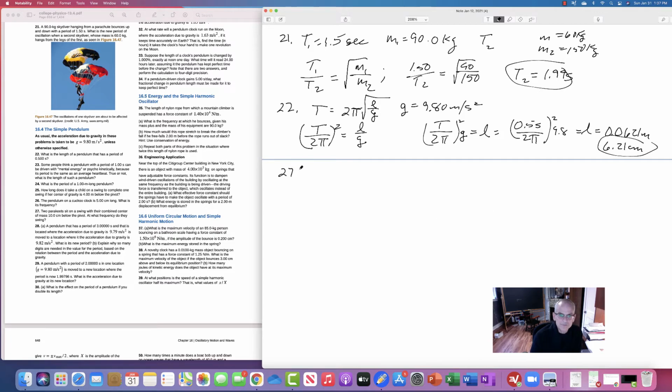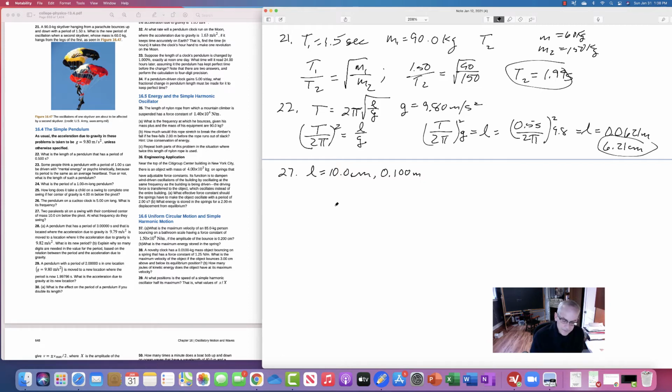27 is the next problem. 27 states, 2 parakeets sit on a swing with their combined center of gravity 10 centimeters below the pivot. So L is going to be 10 centimeters, which is 0.100 meters. And I'd suggest, so you don't get units confusion, that you change things to meters in this problem because gravity is always in meters per second squared. And so it says, what is the frequency of the swing?